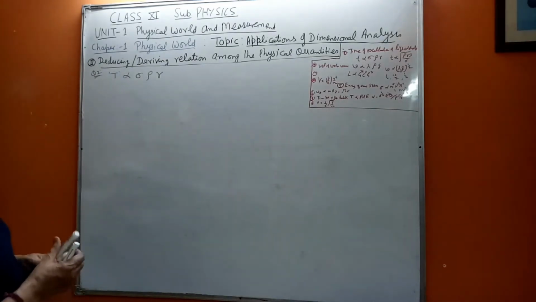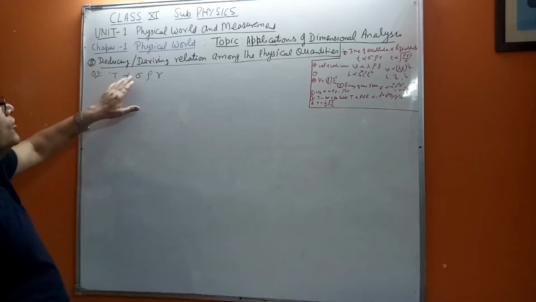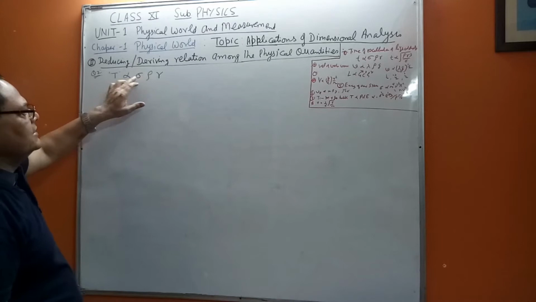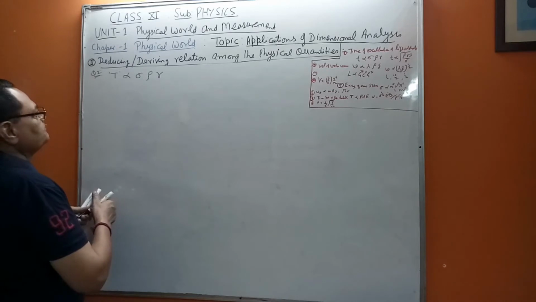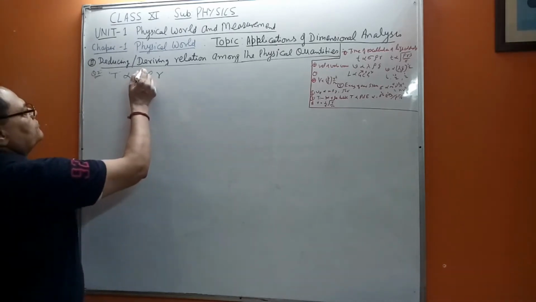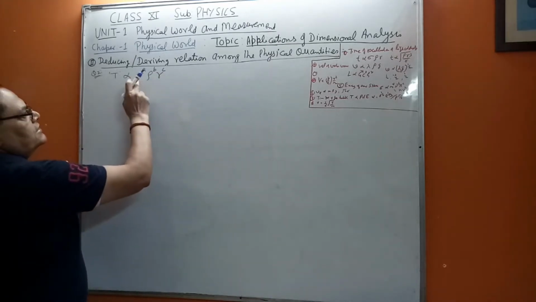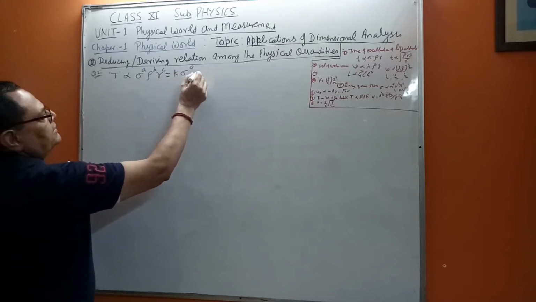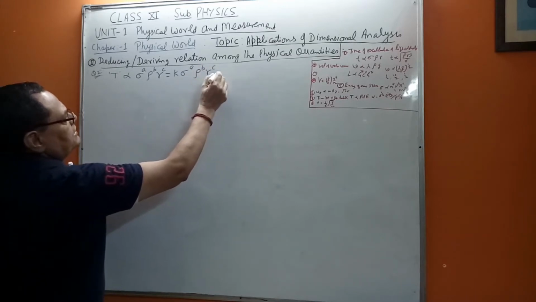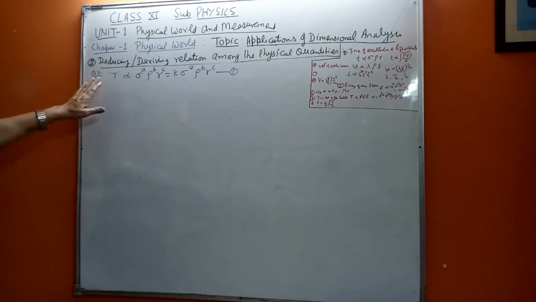As you know, again the same fundamental: we will assume the relation. Let the time of oscillation depend on the density, the surface tension and the radius. You know that we can assume some unknown powers. Let us say these unknown powers are a, b and c. Clear? When we equate it, you will get a constant. So T equals k sigma raised to power a, rho raised to power b and R raised to power c, and let us call it equation 1. Clear? So that is the first step.